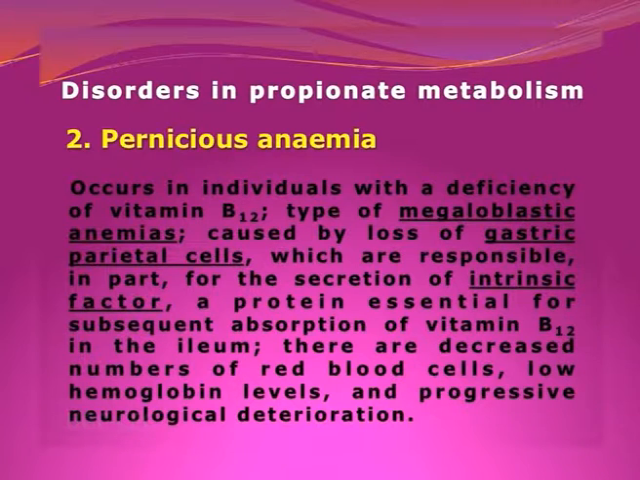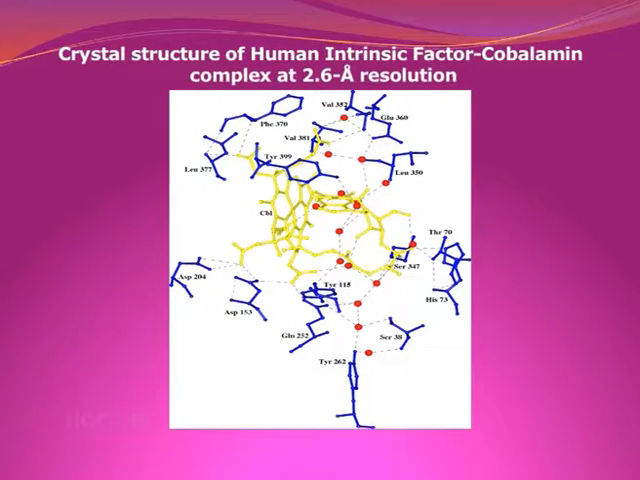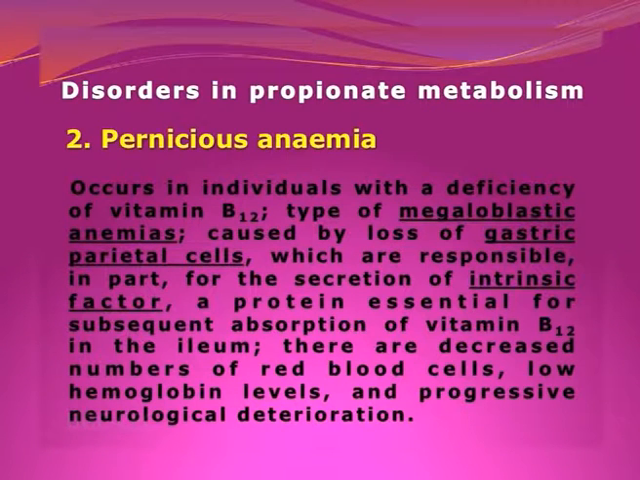Now, gastric parietal cells are actually responsible for the release of the intrinsic factor, a protein that is meant for the vitamin B12 absorption in the ileum. So since these gastric parietal cells and the intrinsic factor are absent, then vitamin B12 cannot be absorbed in the ileum, leading to a much decreased number of RBCs and a resultant anemic situation.